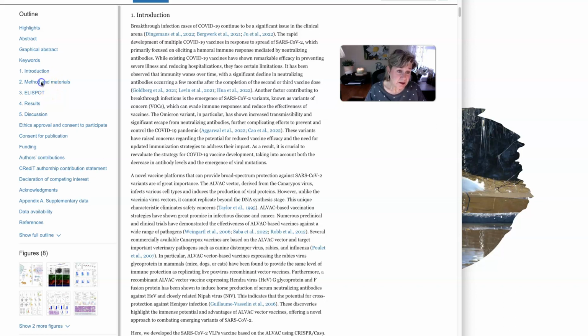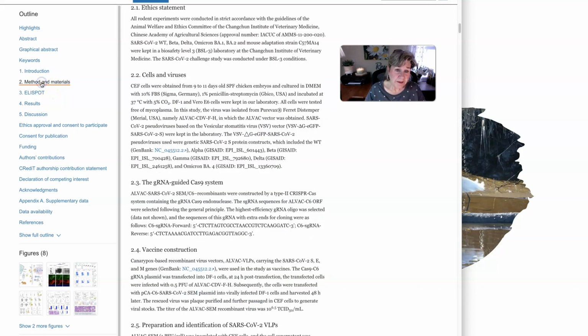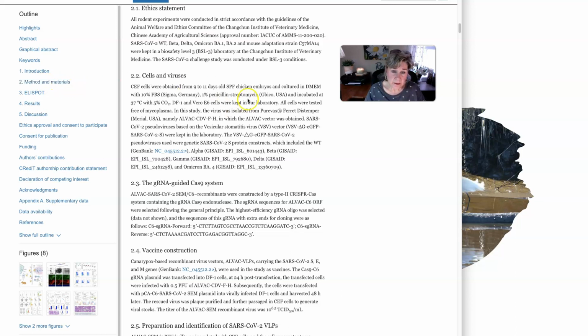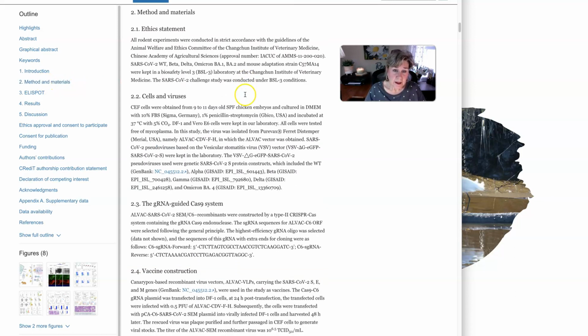Methods and materials. Here I am over on the left again. Methods and materials. Where'd it go? There it is. I call this materials and methods. But anyway, the materials are never listed. Never, ever, ever. This is an explanation of what actually was carried out. And it tells you everything, like specific information about the mice strains. Look here. Mouse adaptation strain C57MA14. Even the type of mice that they used are in here.